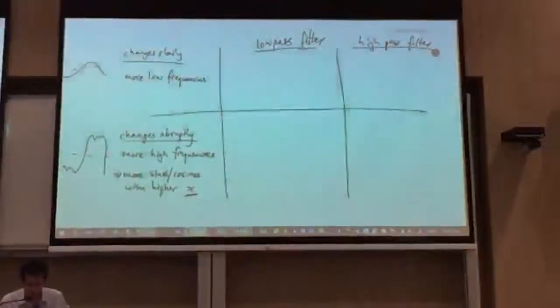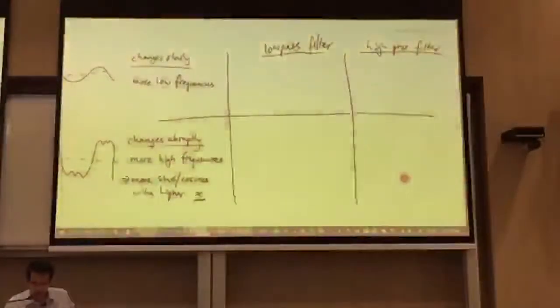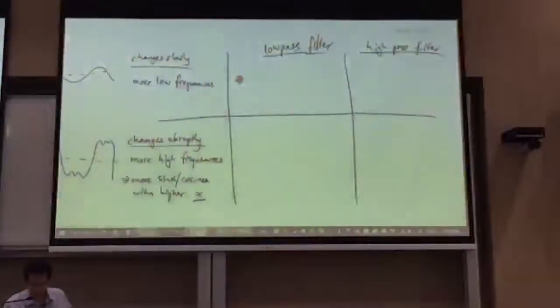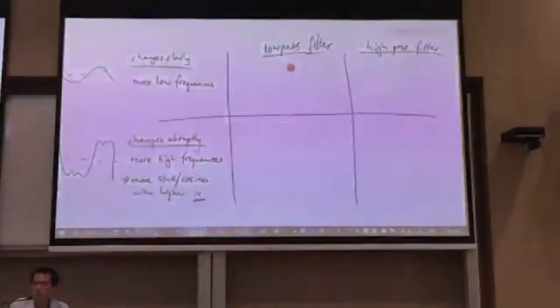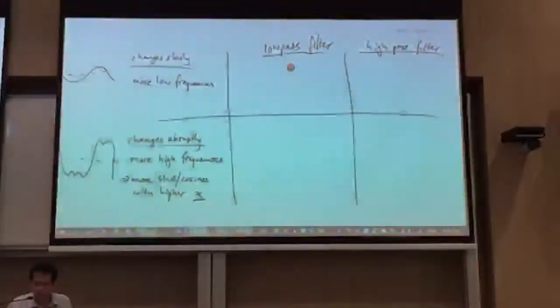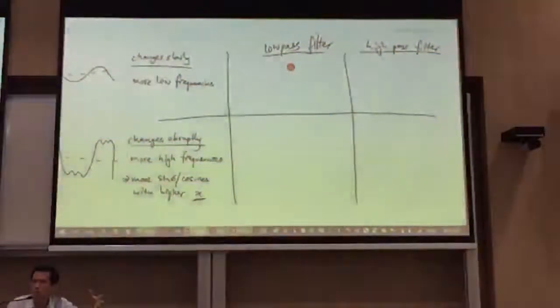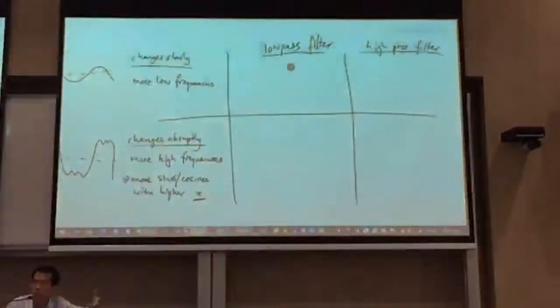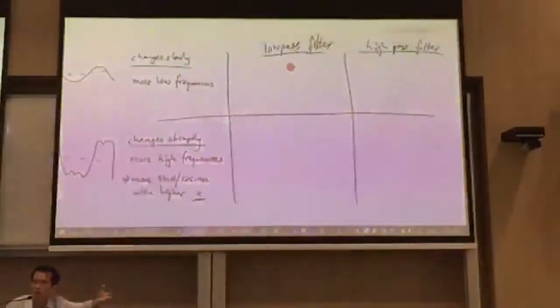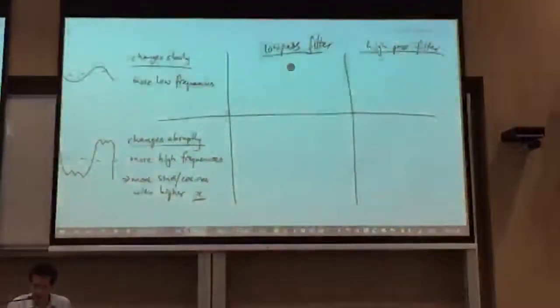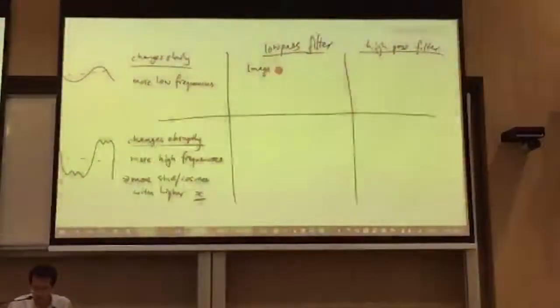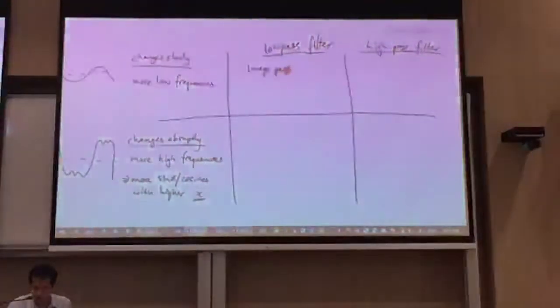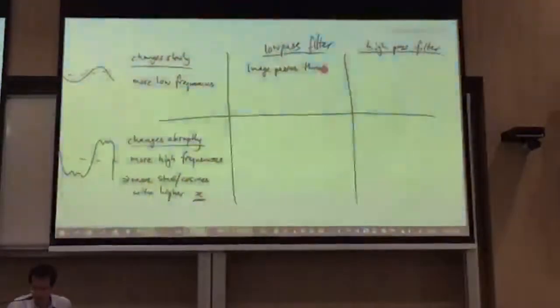Two cases. So let's have a look. Slow changing, with a lot of low frequencies. If I apply a low pass filter, what will happen to that image? Do you think your image would pass through without being filtered? If you apply a low pass filter, the low pass filter means that all low frequencies would pass, right? So low pass, your image passes through.